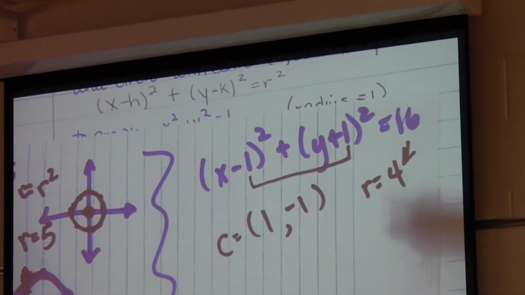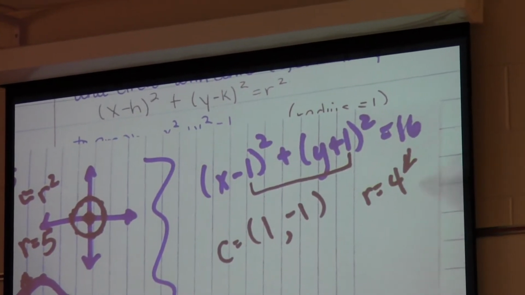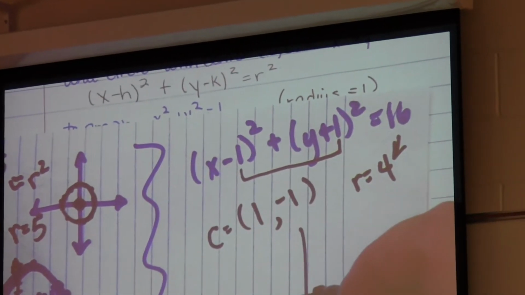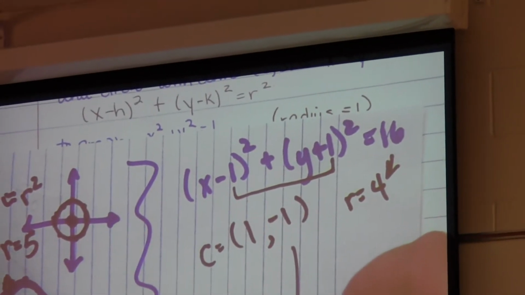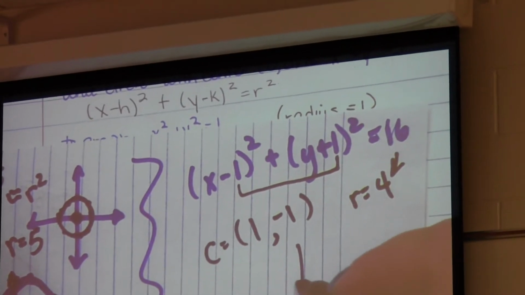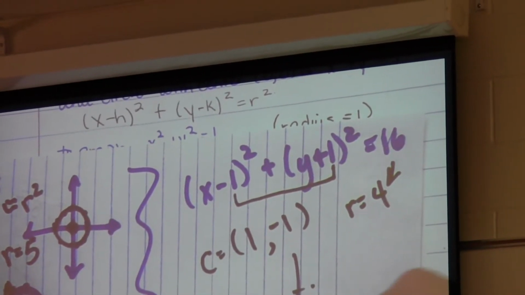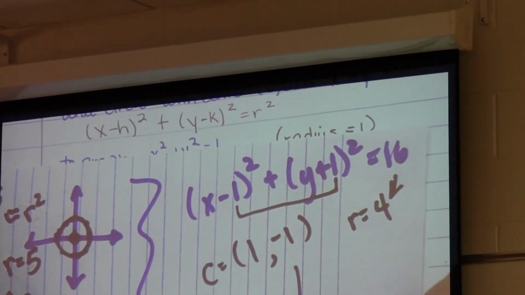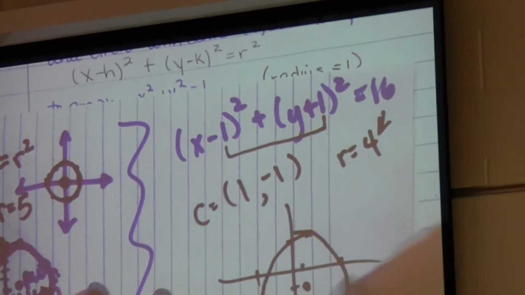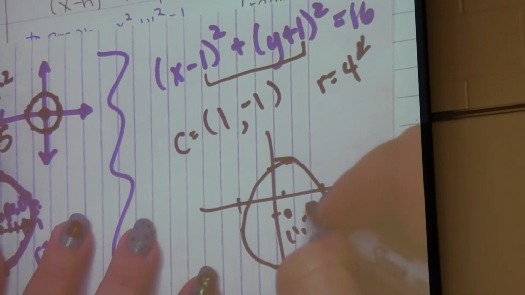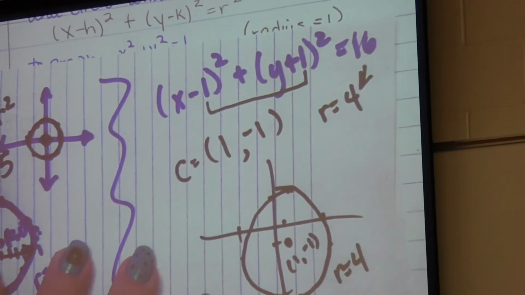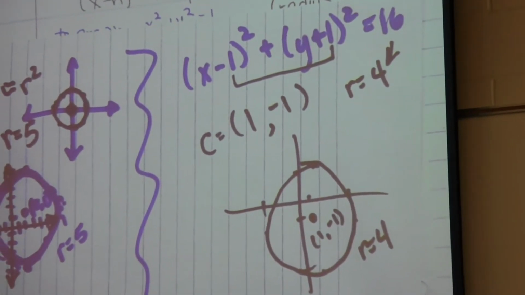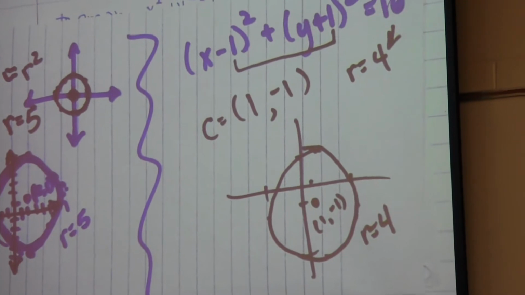Now, I promise you that it is much easier for me to draw this now. So I would go, okay, well I need to go 1 to the right and then down 1. And then I'm going to go 4 in each direction. Say it's about there and there and there and there. And I'm going to connect my points to make it circle-y. And then because I can't draw, I'm just going to say this is (1, −1) with a radius of 4. And I'm done.